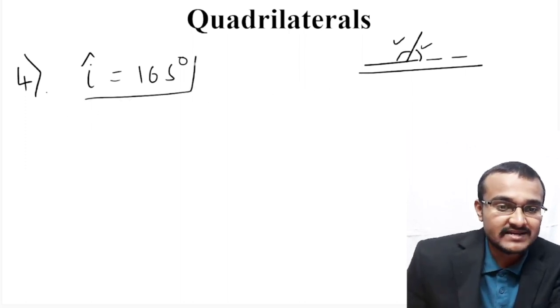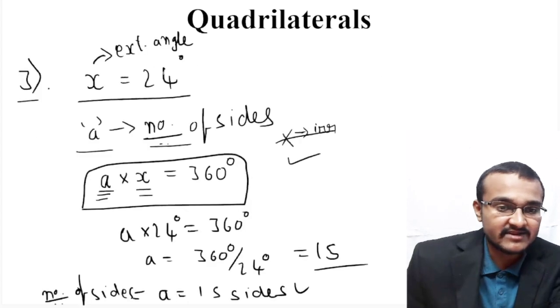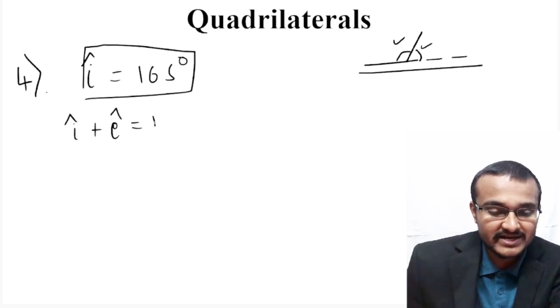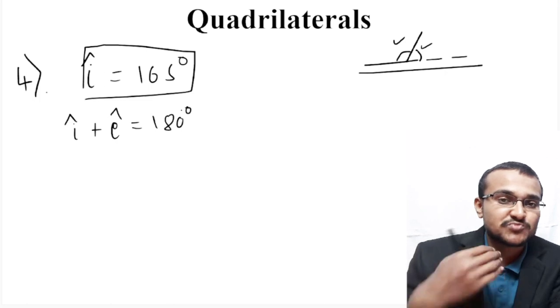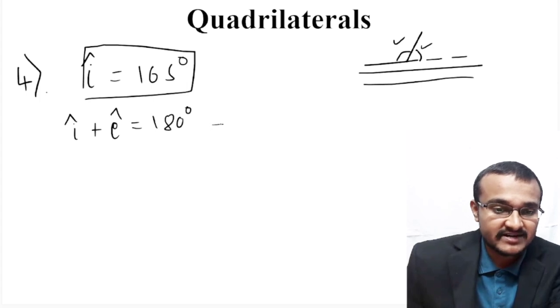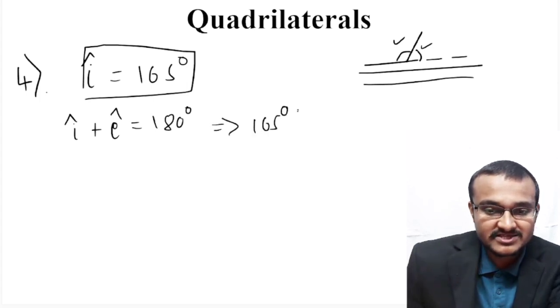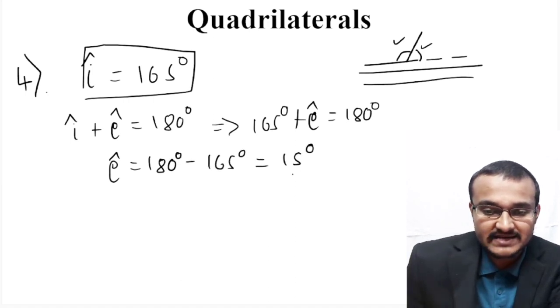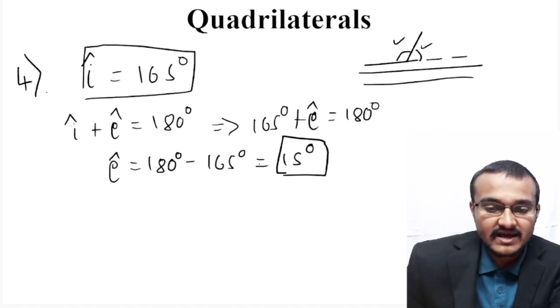So here they have given the interior angle. In the previous problem, they directly gave the exterior angle, and you easily substituted in this formula and got the answer. Here they have given the interior angle, so first you should find what the exterior angle is. So here I plus E will be equal to 180 degree, because an interior angle and its corresponding exterior angle will always give 180 degree, because it's a straight line. So the interior angle is 165 degree. You can substitute that here. 165 degree plus E will be equal to 180 degree. So you can bring this 165 to RHS. It will become 180 degree minus 165 degree. So this gives 15 degree as your answer. So you have 15 degree as your exterior angle.